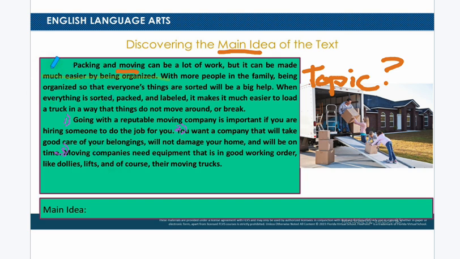On organization, we know with more people in the family, being organized will help. So this is focusing on organization in this paragraph. We also know when everything is sorted, packed, and labeled, it makes it easier to load the truck in a way that things won't move around. So we know that loading and packing the truck matters. So our topic is moving. This first one is on organization, which would be the main idea of this first paragraph. My main idea is about using a moving company and why you should use a moving company.